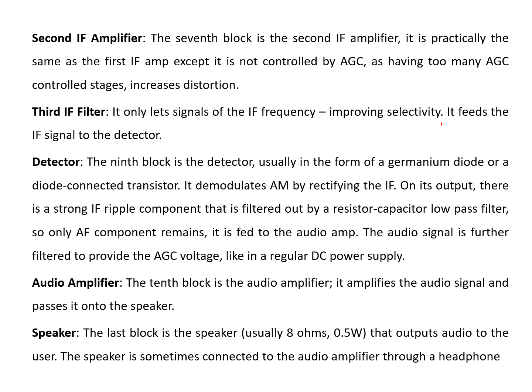Then the third IF filter only lets the signal of the IF frequency through, so that we improve the selectivity of the signal coming from the second IF amplifier. Then we have the signal detector. This is the ninth block according to the diagram, in the form of a diode. This is called a diode detector, where we use a germanium diode, or sometimes a transistor type of diode detector.